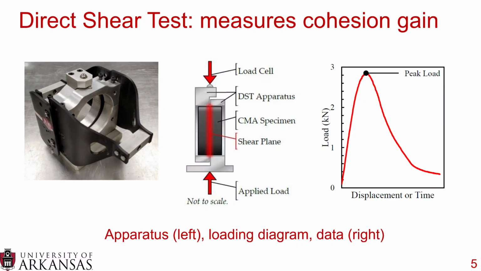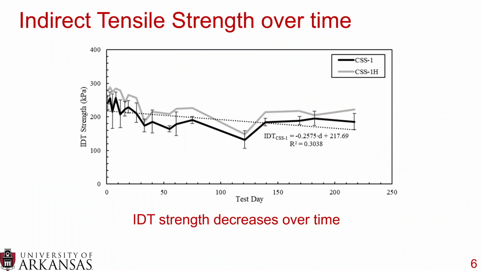And this is actually based on the direct shear test for tack coats. So the apparatus is on the left. In the middle, we have a loading diagram where half the sample is on the left side, half the sample is on the right side, and you apply a load and it shears the sample in half. There's some sort of shear plane that forms in the middle of that sample. You simply measure the load and the displacement, and you quantify the peak load, as you can see on the example data plot on the right. And this is a way to measure how quickly the asphalt emulsion gains cohesion during the curing process.